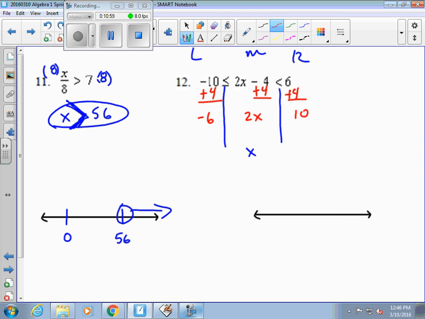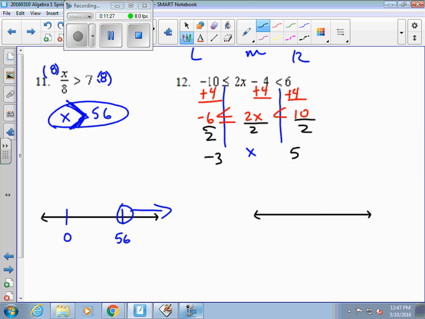Every step, ask yourself, do I need to reverse the symbols or not? All we did was add 4 right there, so there's no reason to reverse it. Less than or equal to will remain as less than or equal to, and less than will remain as less than. Not quite finished, though, because we're trying to get x by itself, not 2 times x. So divide to cancel out 2 times something. Remember, if you do something to the middle, you need to do it to the left side, and you got to do it to the right side. Negative 6 divided by 2 is negative 3, and 10 divided by 2 is 5.